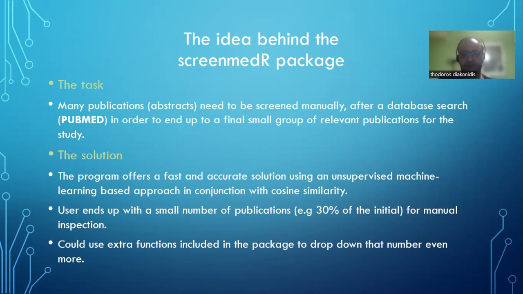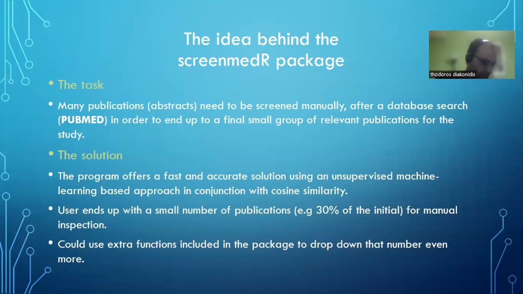To accomplish this task, the program runs an unsupervised machine learning algorithm. In conjunction with a cosine similarity, it can provide the user with the more relevant publications, abstracts in our case, for his study. The program runs through PubMed. PubMed is the database, and the output of PubMed is the input for the program.